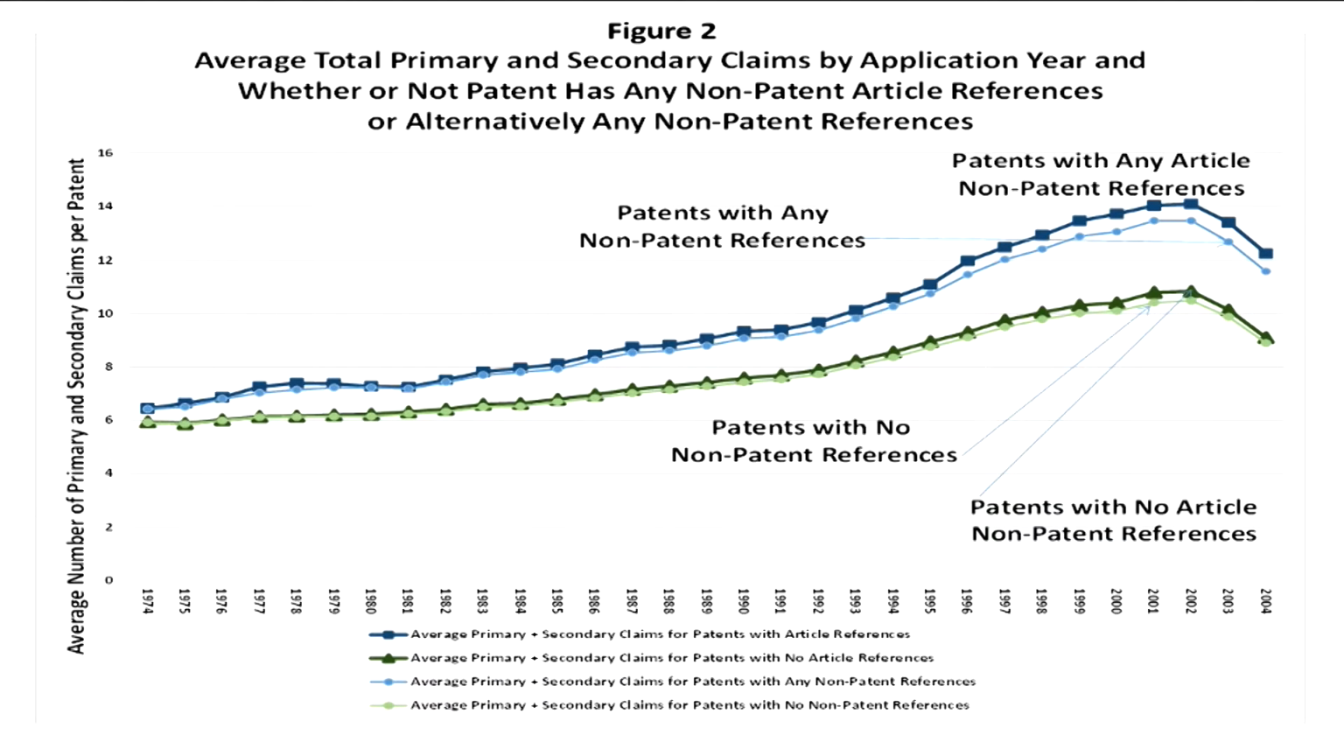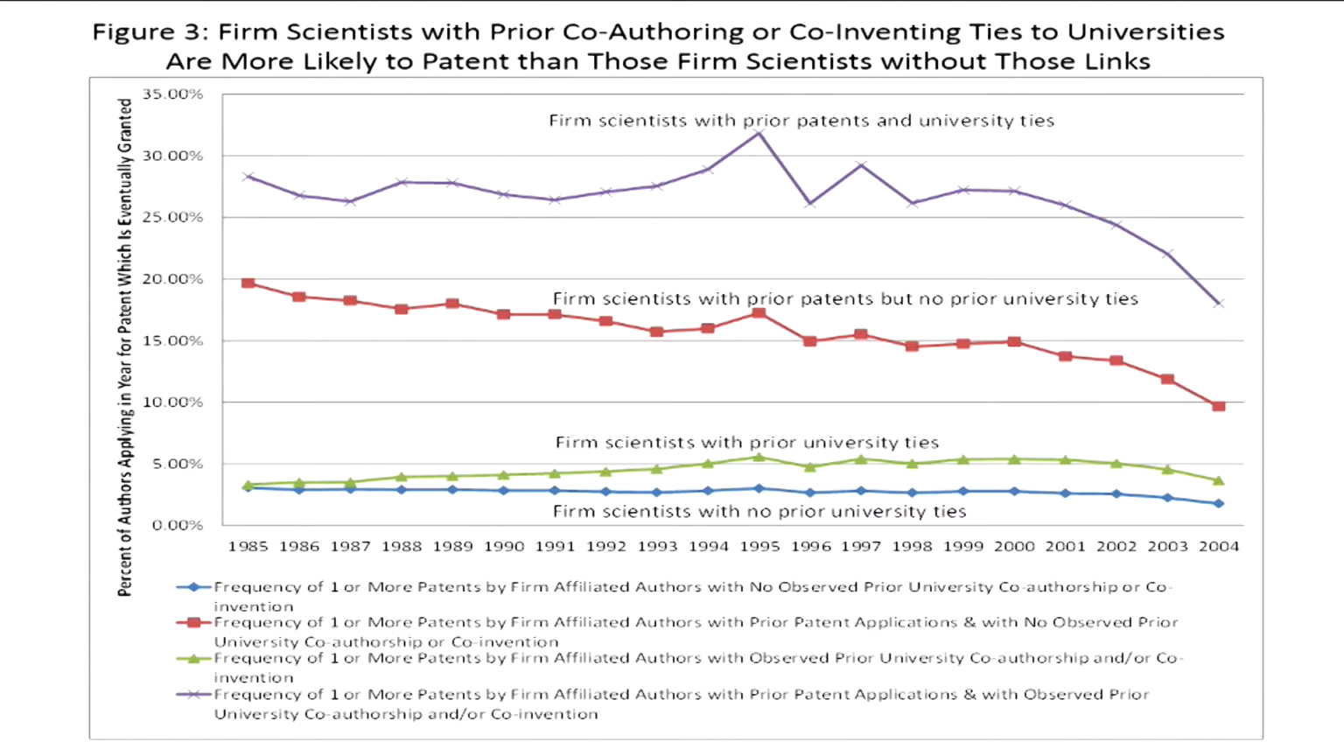The rest of my presentation is really going to be more or less graphical, so not going back to a lot of words, I hope. There are a few put in every once in a while just to give some clarification, but in the next charts we see that firm scientists with co-authoring or co-inventing ties to universities are much more likely to patent than firm scientists without those links.